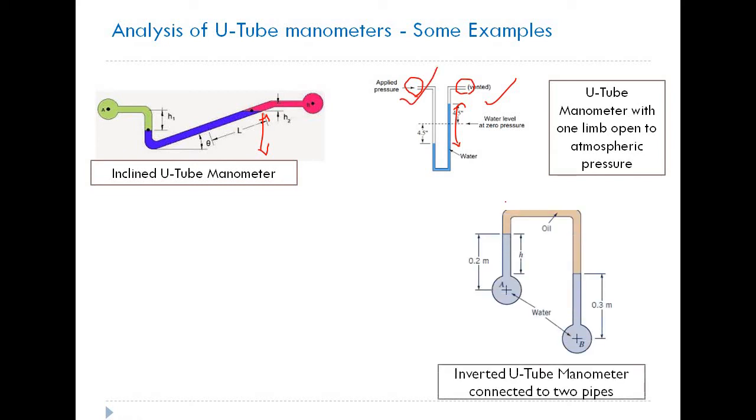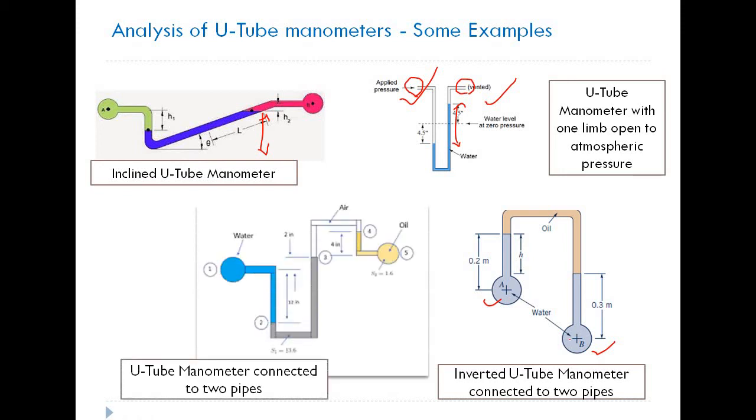Take another example, an inverted U-tube manometer. Two pipes, pipe A and pipe B, contain the same fluid, that is water. Here the manometric fluid used is oil. The distances are marked. So here also you can apply the same principle for the estimation of the pressure difference between PA and PB, PA minus PB.